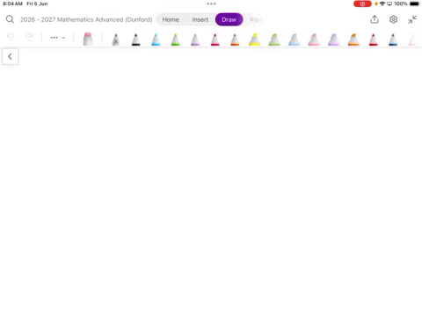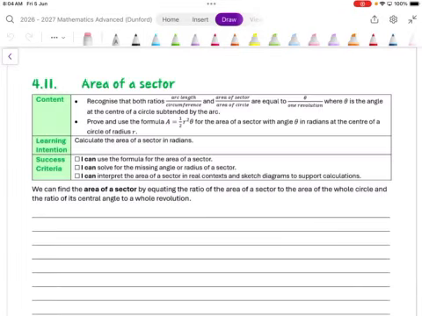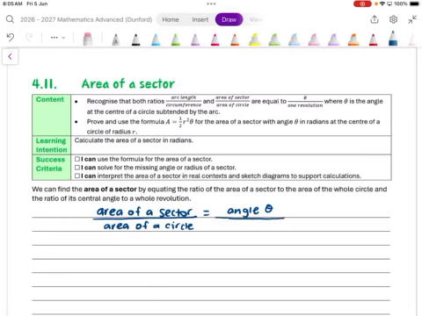What we're looking at is area of a sector. We can find the area of a sector by equating the ratio of the area of the sector to the area of the whole circle and the ratio of its central angle to a whole revolution. So what we do is we look at our area of a sector over the area of a circle is equal to our angle, which is our theta, over the whole revolution.